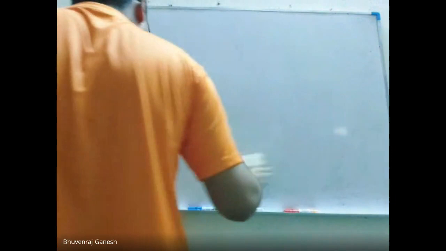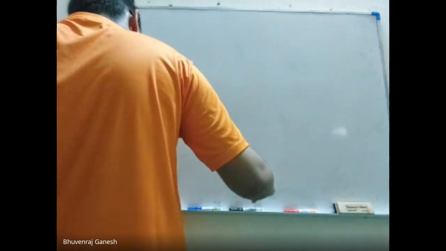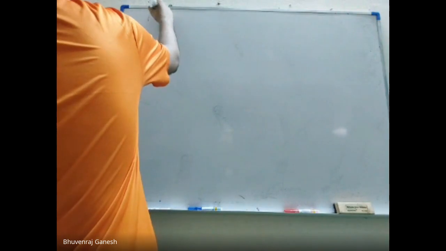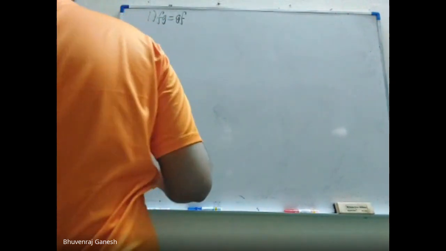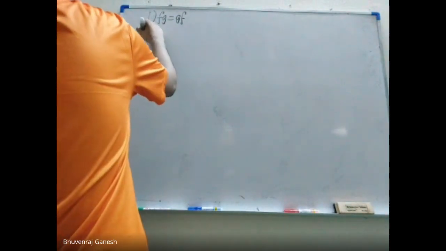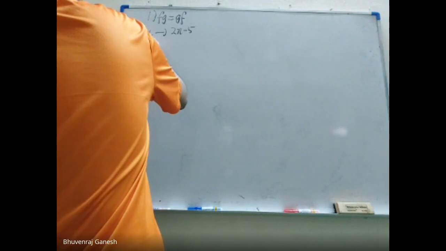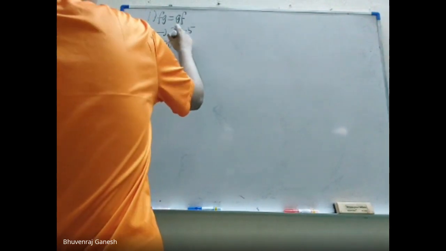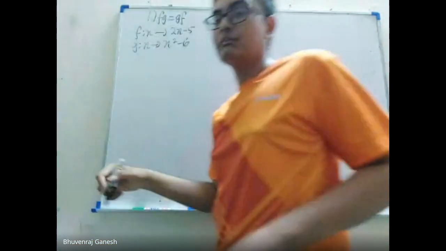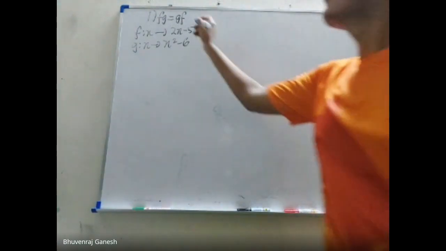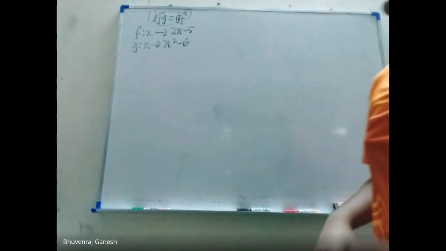So let's say I tell you fg is gf. You have to find this, and we are using back the same values of fx and gx, I mean the functions. Fx is 2x minus 5, gx is x squared minus 6. So from here, how can you get to this assumption? That's the first thing.